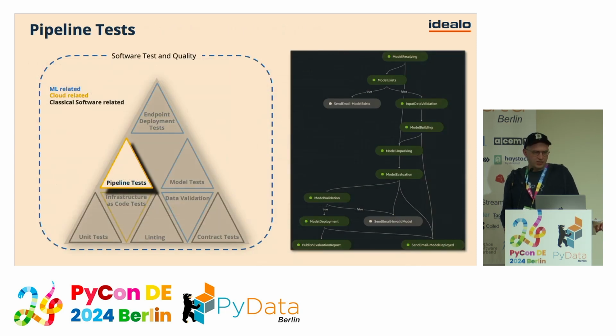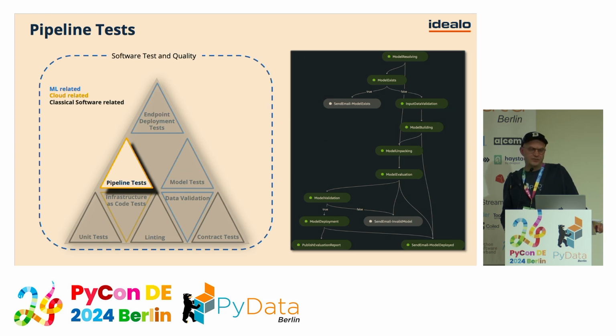Okay, so let's jump to the next level of the pyramid. As you have seen, SageMaker pipelines are a very essential part of our lifecycle, and therefore it's very important that they are stable. And in case of changes of our code base, we always want to make sure that the pipeline is still running.